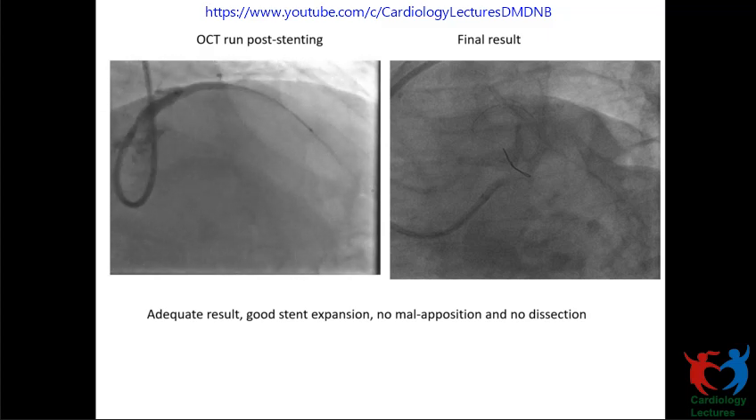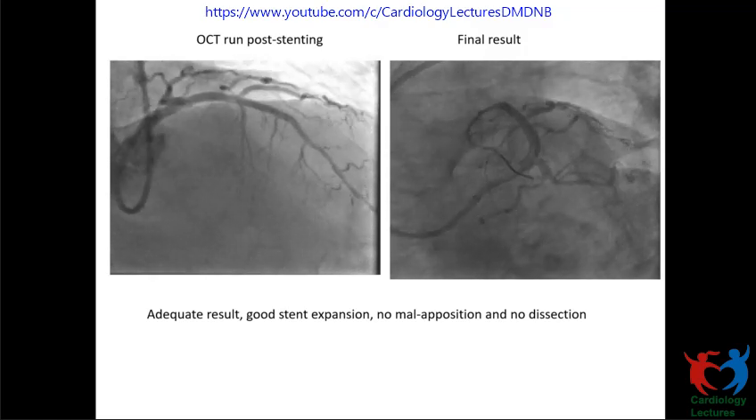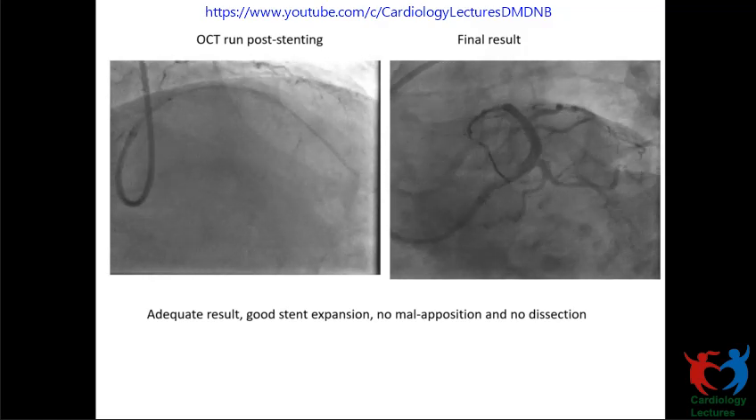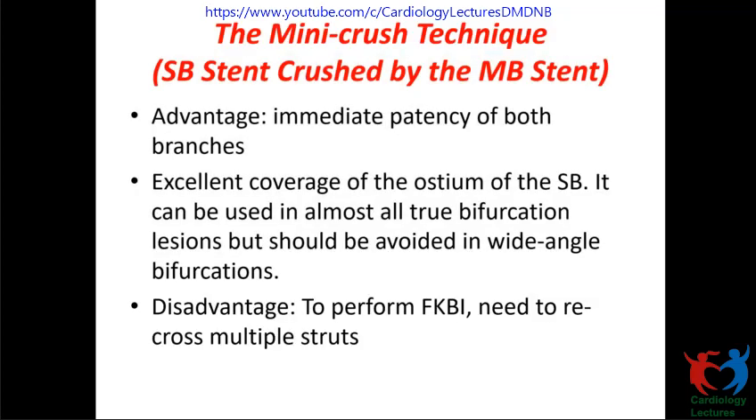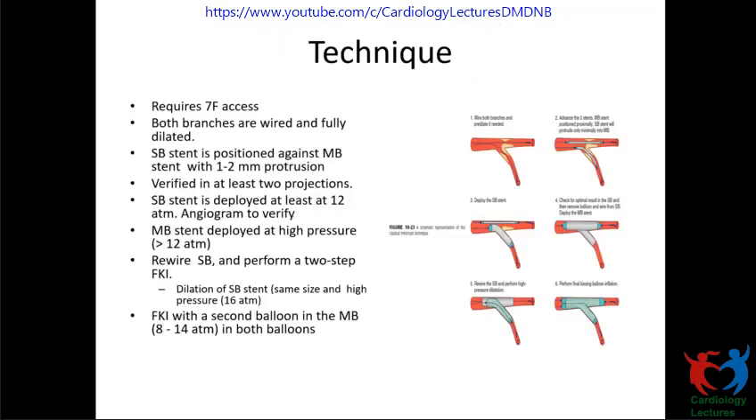This is the post-stenting OCT run, and this is the final result, which could be seen in the LAD with no malapposition and no dissection. I'm not discussing the criteria and all for double stenting, which will be covered by the other speakers. The only thing is that we used a mini crush technique, that is, a side branch stent which is crushed by the main branch stent. The advantage of the mini crush is that we have immediate patency of the branches, and there is excellent coverage of the ostium of the side branch. In fact, it can be used in almost all true bifurcations, but of course, we should avoid it in a wide angle bifurcation. The main disadvantage is we'll have to recross multiple struts to achieve a final kissing.